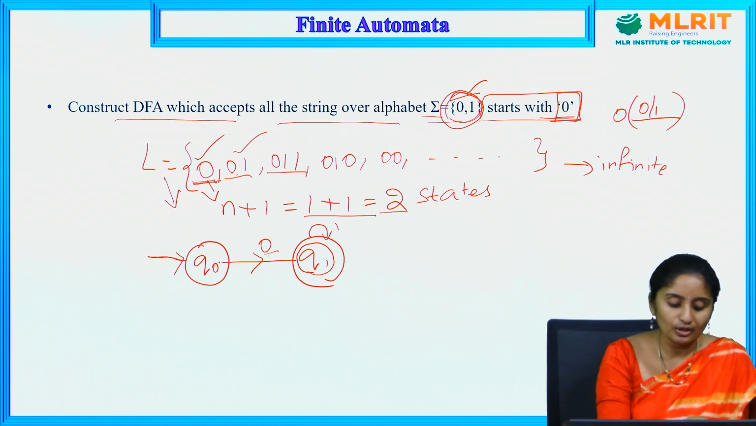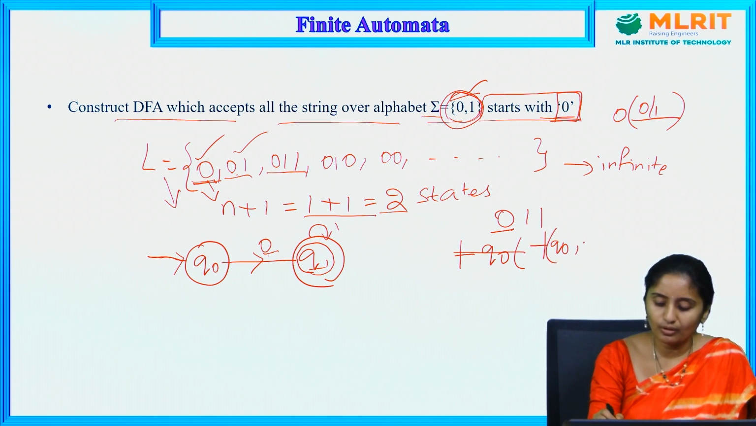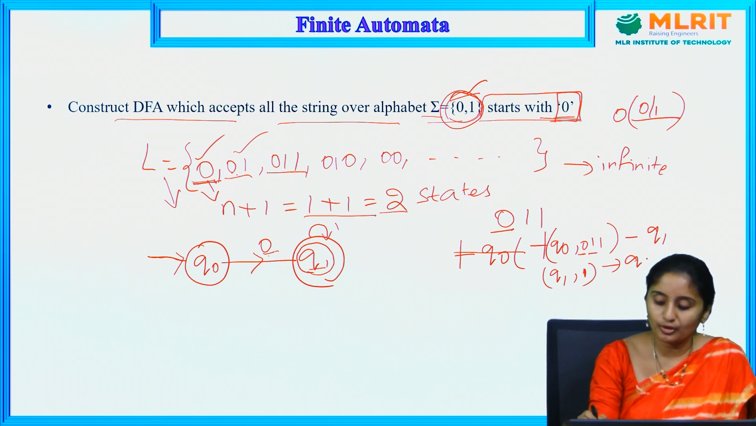So 0, 1, 1. Q0 on 0, it is moving to Q1. So how can we do this? Q0 on the first input, 0, where is it moving? It is moving to Q1. So again from Q1, where is it moving? From Q1 on 1, it is moving to the self loop Q1.